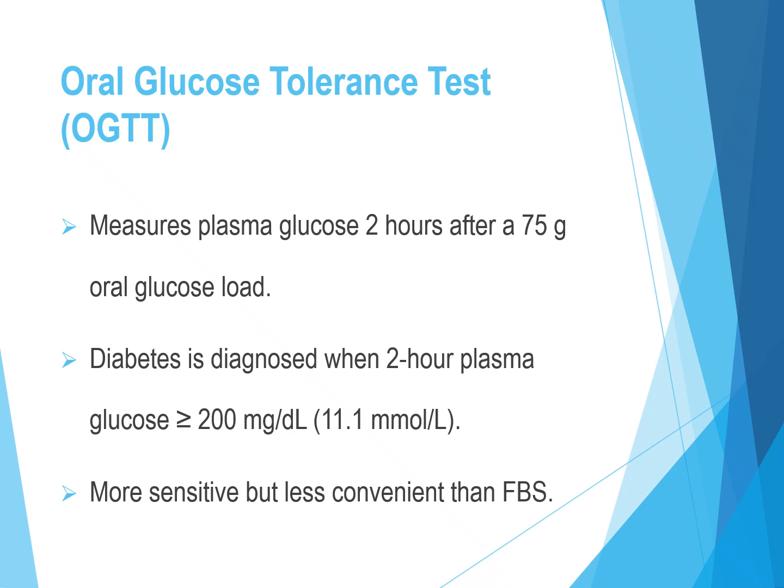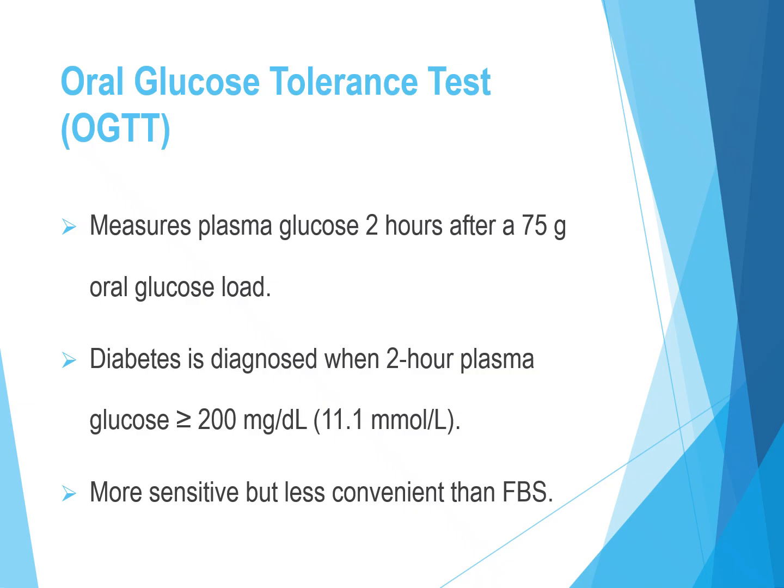The test is performed after an overnight fast. A baseline fasting sugar is measured, after which the patient consumes 75 grams of oral glucose and blood glucose is measured again 2 hours later. Diabetes is diagnosed when the 2-hour plasma glucose value is 200 milligrams per deciliter or higher.